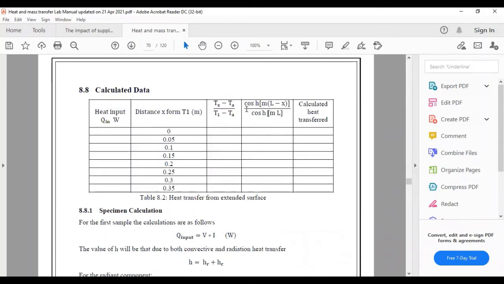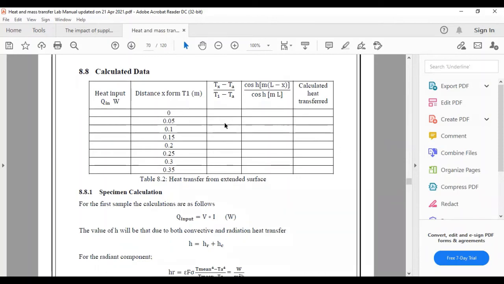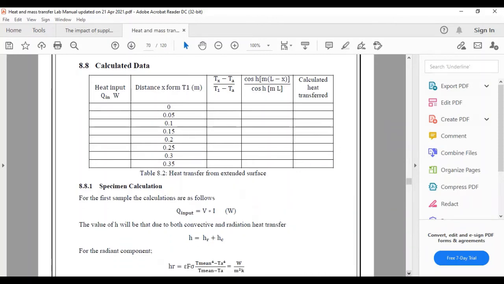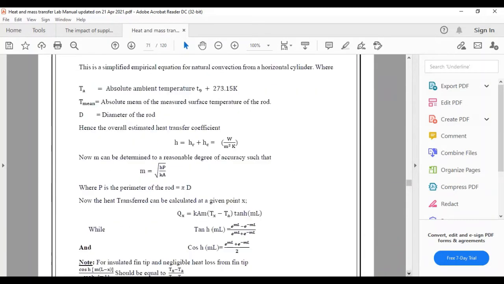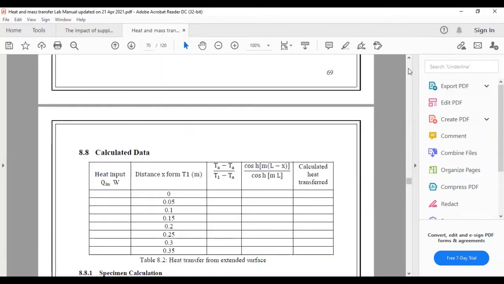to calculate this column. So in the ideal case, the values of this column and this column should both be the same, because if the extended surface unit is properly insulated, then the values of both of these columns should be equal. But in actual practice, generally they don't come out equal. So it is your responsibility to find the reasons, and you will write those reasons in comments, explaining why the values are different. Ideally both of these values should be the same if there is no heat loss.